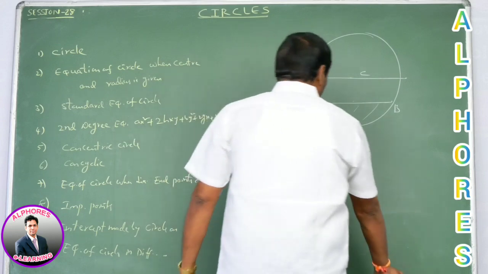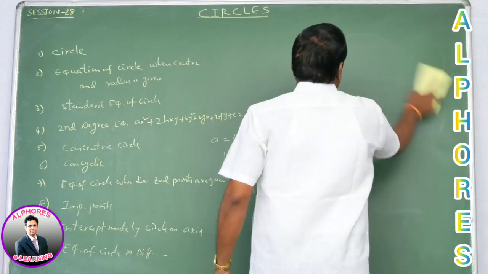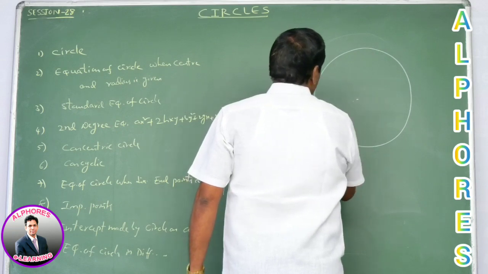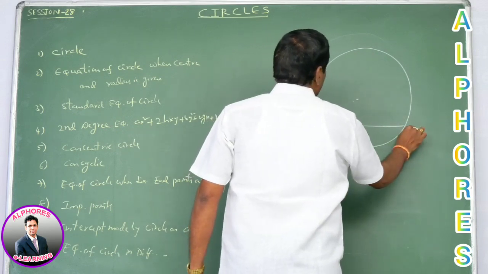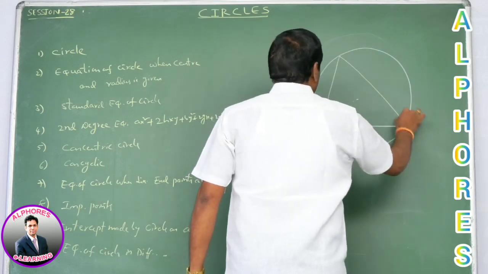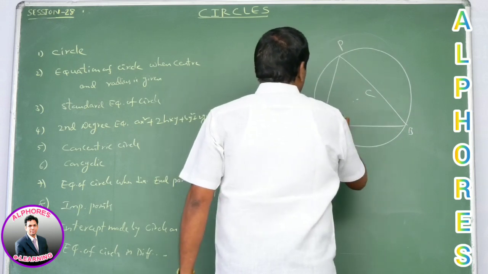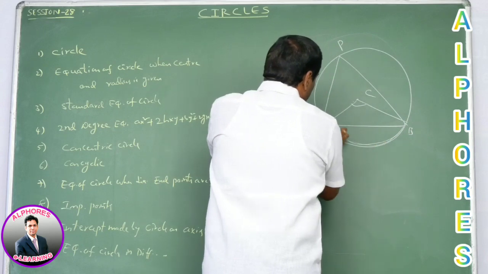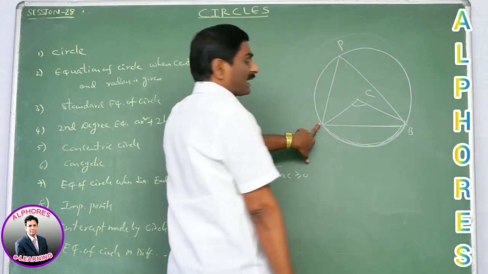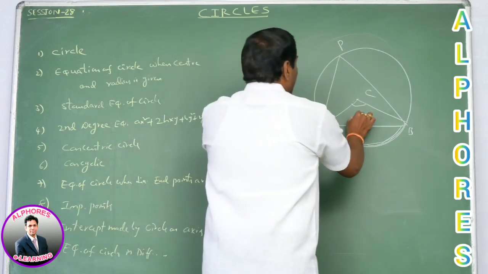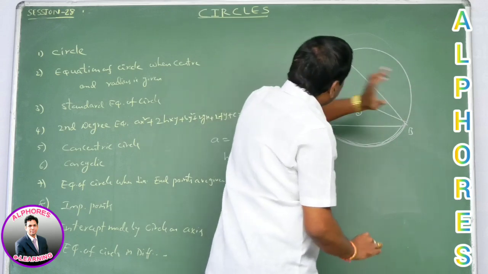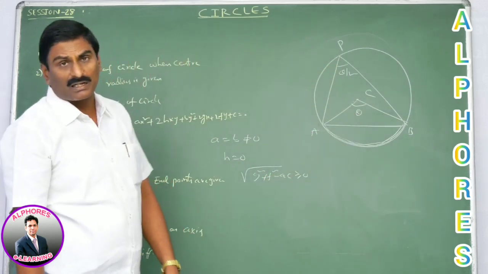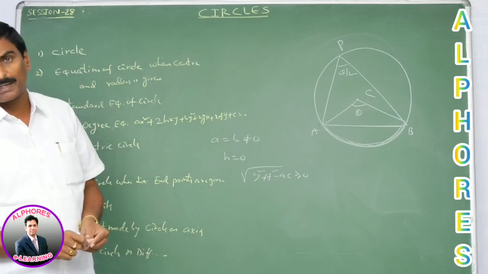Angle in any segment of the circle is equal to half of the angle covered by the remaining segment at the center. Suppose the remaining circle makes an angle theta at the center. The angle in this segment is equal to theta by 2. Angle in any segment of the circle is equal to half of the angle covered by the remaining segment at the center.